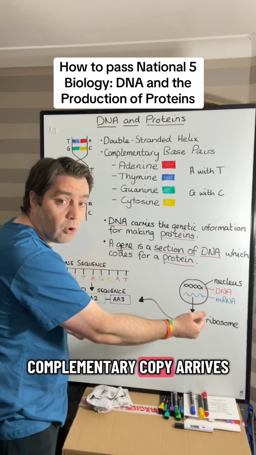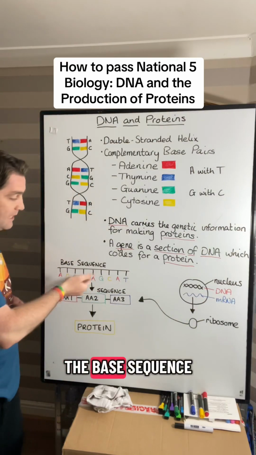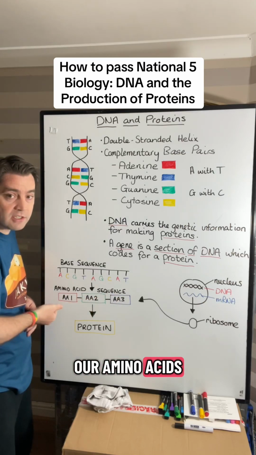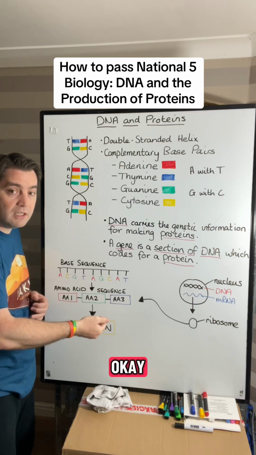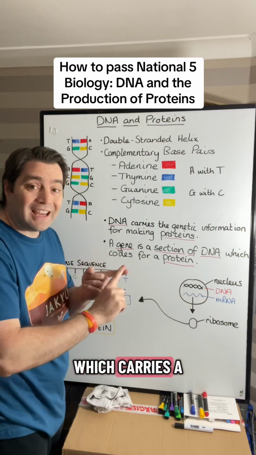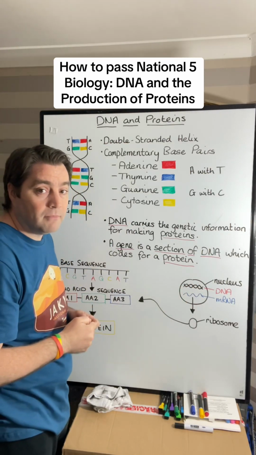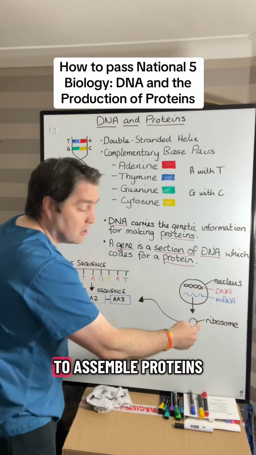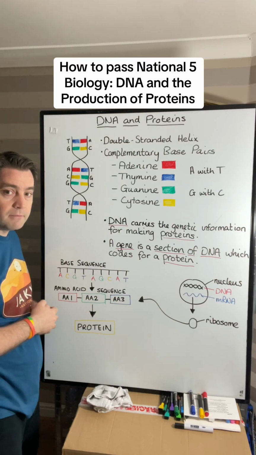And when that complementary copy arrives at the ribosome, it then has the instructions, the base sequence, for making our amino acids, which will then join together to form our protein. So messenger RNA is a molecule which carries a complementary copy of the DNA from the nucleus to the ribosome to assemble proteins from amino acids.